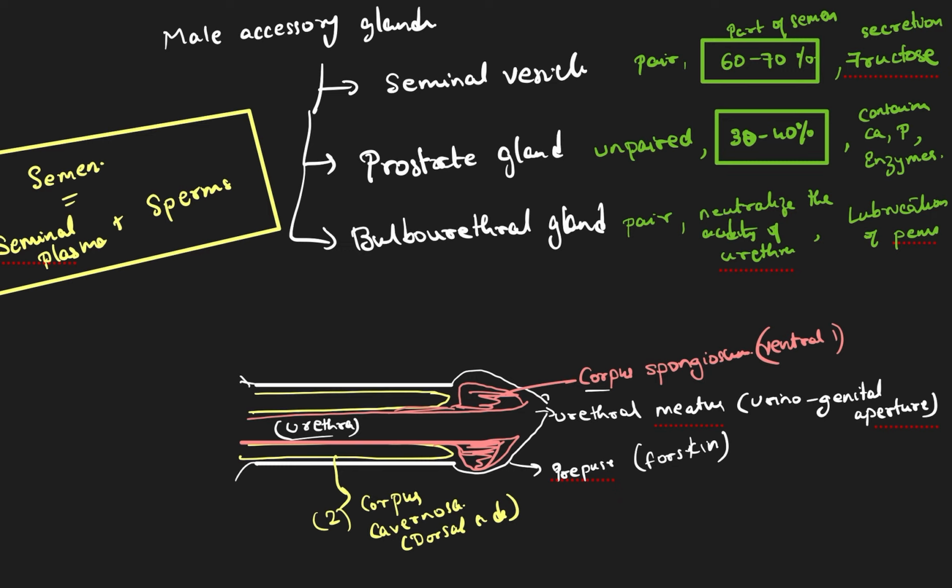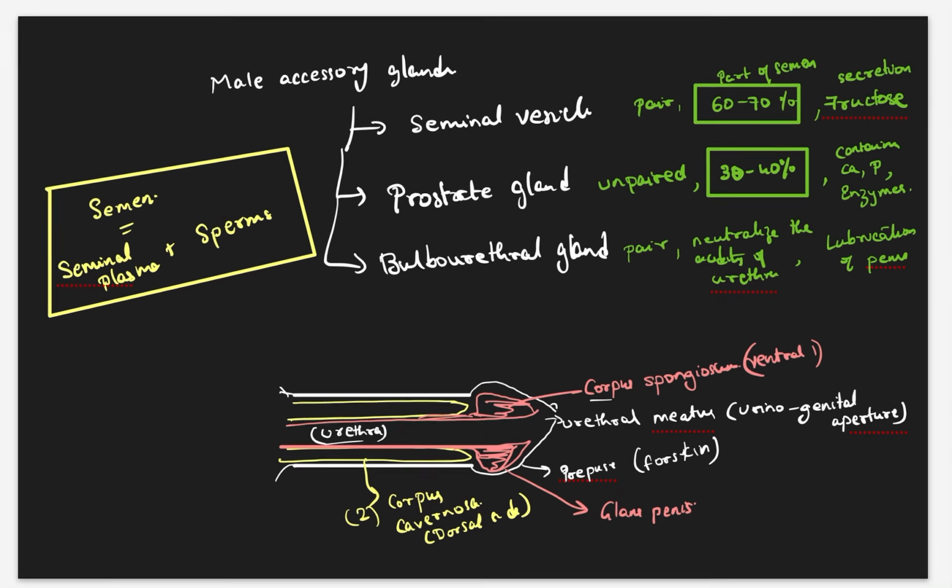These are the different parts that we are going to study. And this is known as the glans penis. This bulged portion that you are able to see at the forward end is known as the glans penis. So this is the structure of the penis. This is the external genitalia of the male.